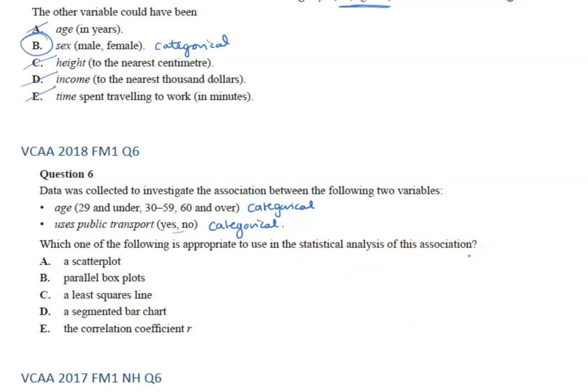So here we're looking for what's appropriate for 2 categorical variables. So scatter plot, no. Parallel box plots, no. We need numerical. Least squares regression line is 2 numerical. Segmented bar chart is a possibility there. And the correlation coefficient, that's used for analysing the relationship between 2 numerical variables. So our best option is D, the segmented bar charts.